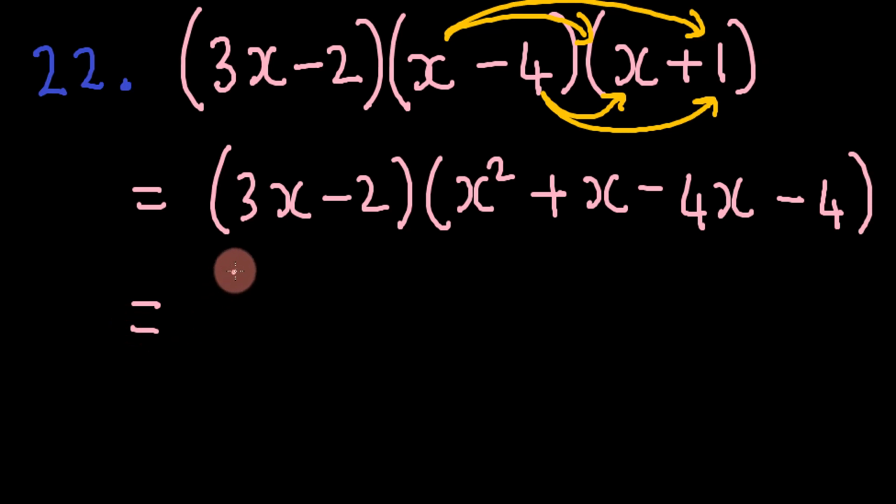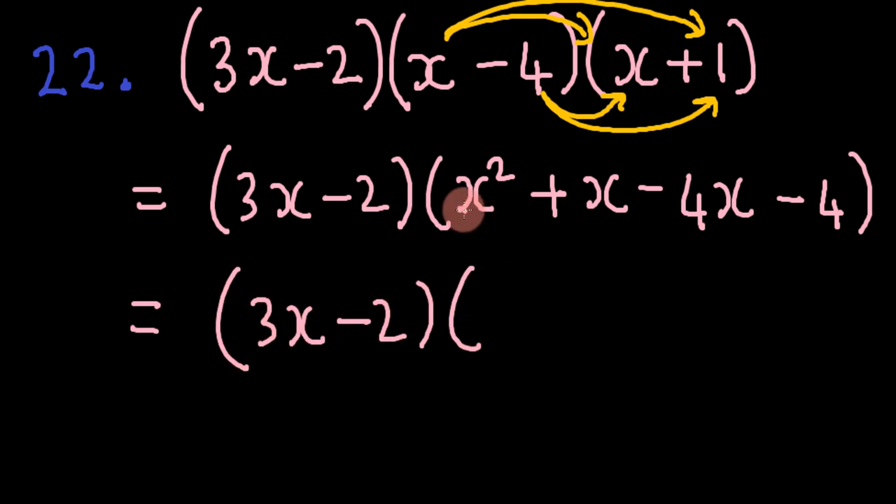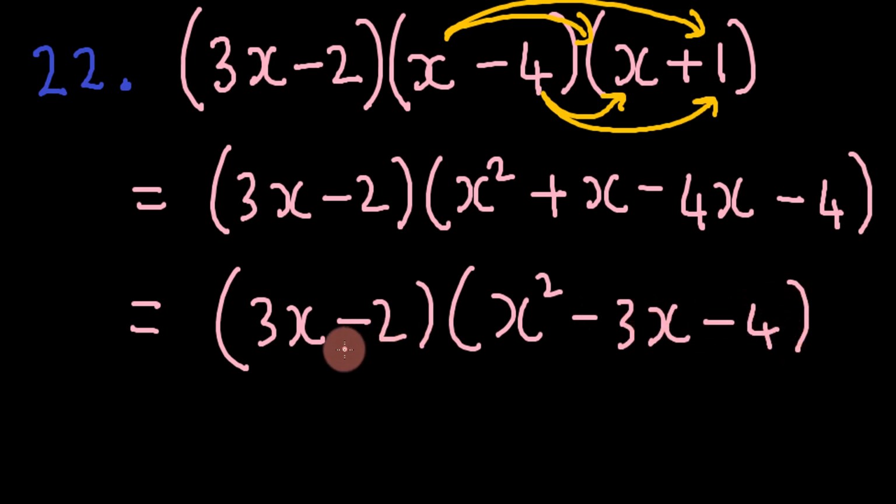We can add the like terms in the second set of brackets. So x squared. Then we have positive x minus 4x is negative 3x. Now we can multiply out the remaining brackets. So we can use this pattern.